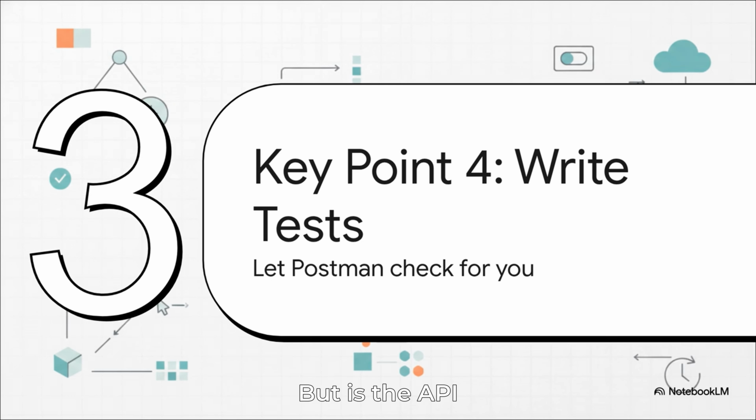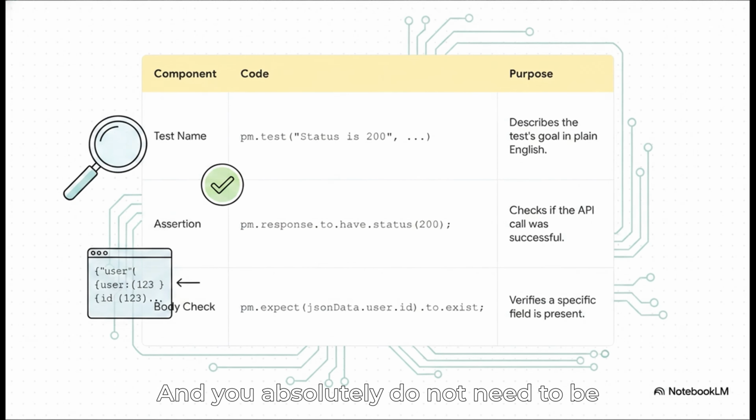Okay, so our workflow is organized and our authentication is automated. But is the API actually working correctly? Let's stop just staring at the JSON response and trying to spot errors. It's time to let Postman do the checking for us using some very simple test scripts. And you absolutely do not need to be a coding genius to do this. Postman makes it so easy.